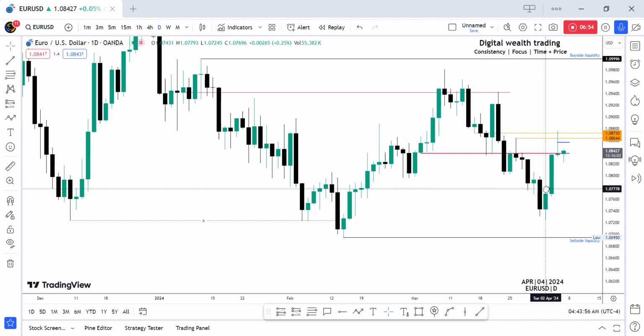Now, one will say, like me, I will say that this is a bullish order block. But am I expecting the market to respect this bullish order block? No.